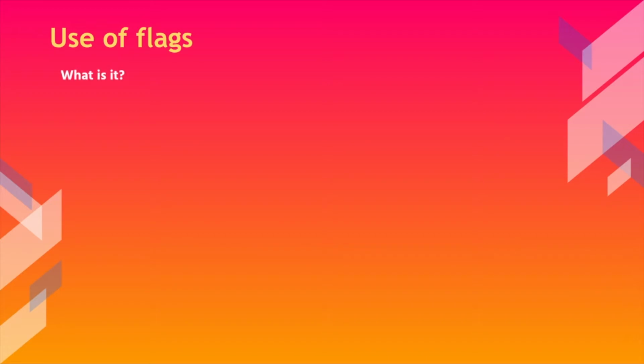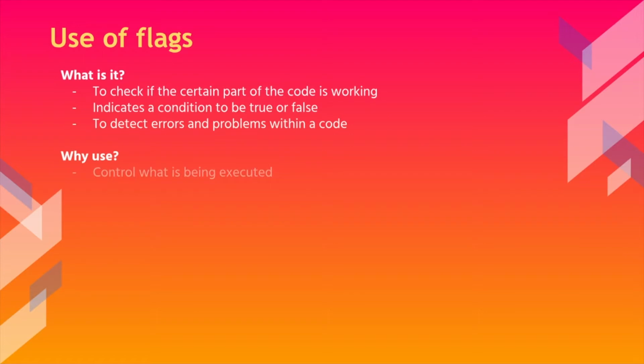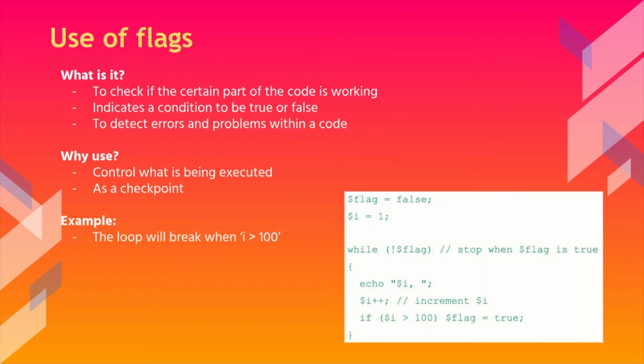User flags. If the programmer wants to check that a certain part of the code is working, they use flags so that a certain part of the code is identified as bugged instead of the whole code. A flag usually acts as a Boolean variable indicating a condition to be either true or false. This is determined by detecting errors and problems within the code. Flags are used to control what is being executed and debugged. It is used as a checking point. For example, the loop will break when i equals 100 in this example.